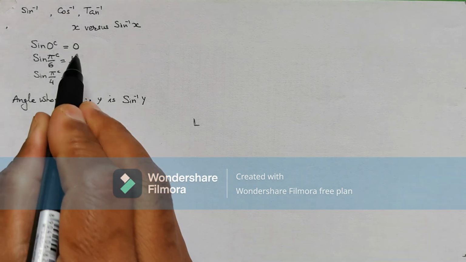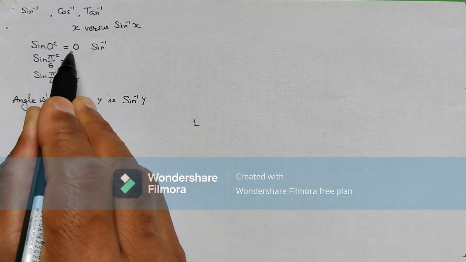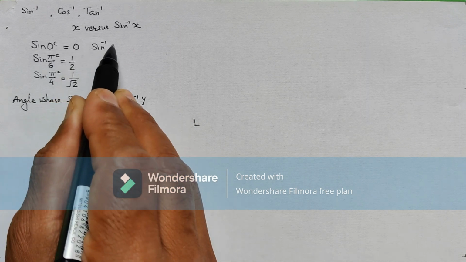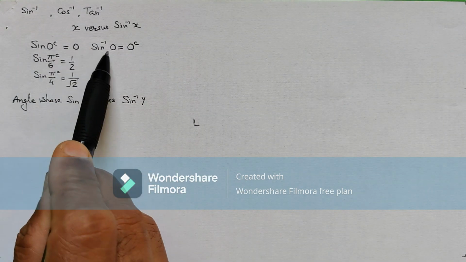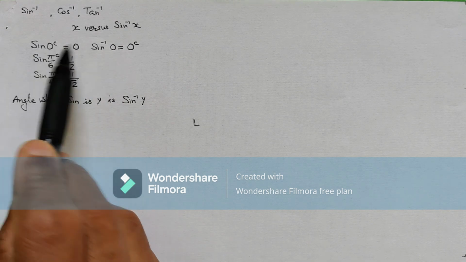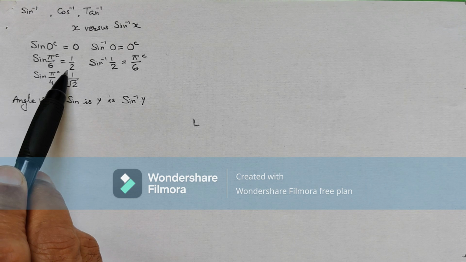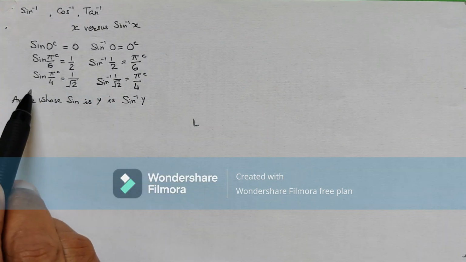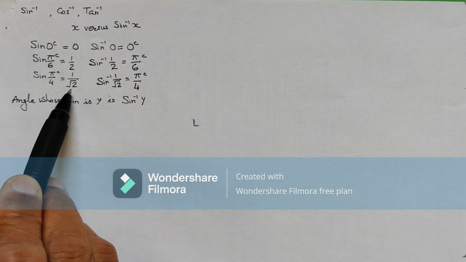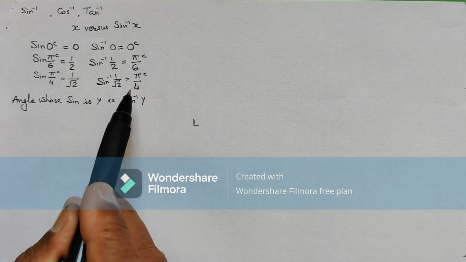So corresponding to each of these statements, I can write sine inverse of this 0. Sine inverse of this 0 is this 0 radian. Sine inverse of this 1 by 2 is pi by 6 radians. Sine inverse of this 1 by root 2 is pi by 4 radians.